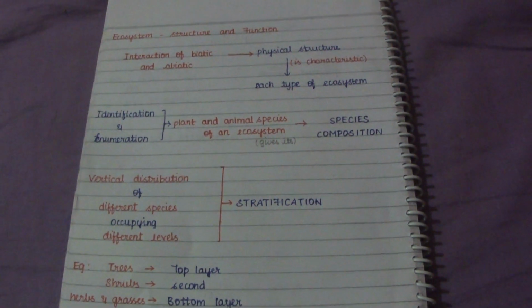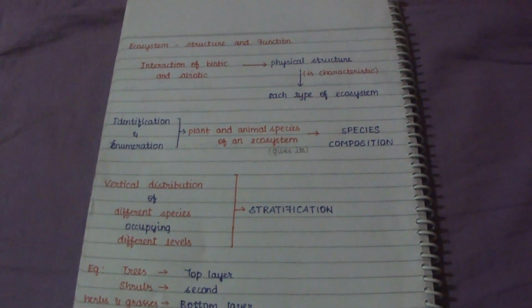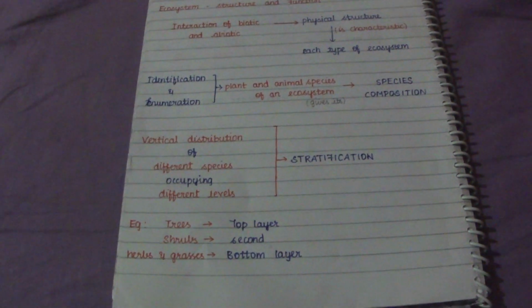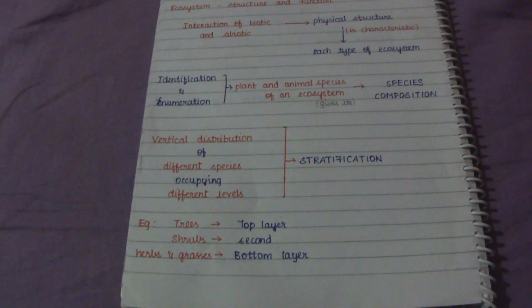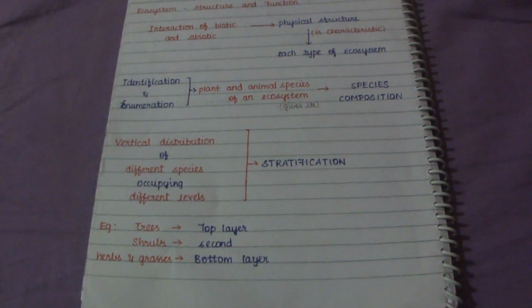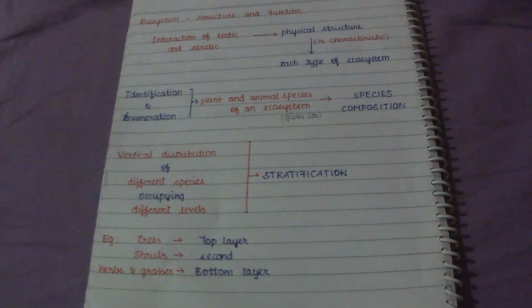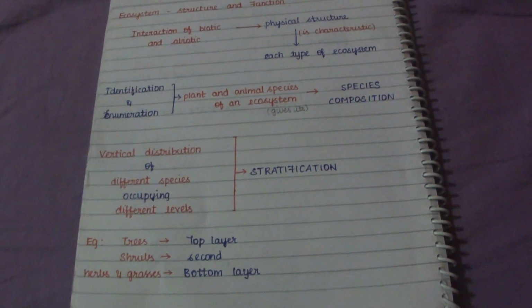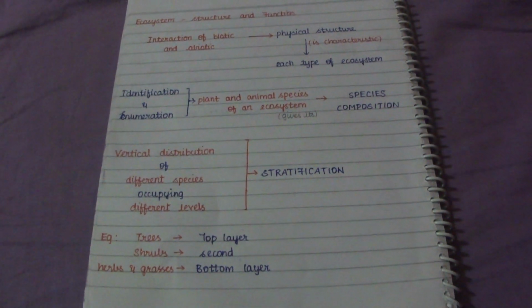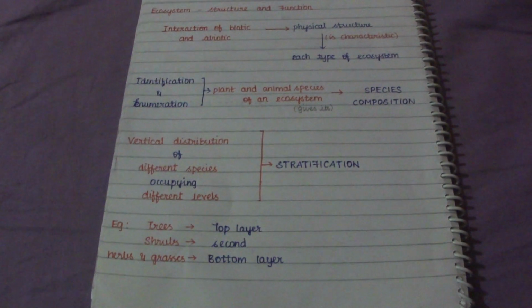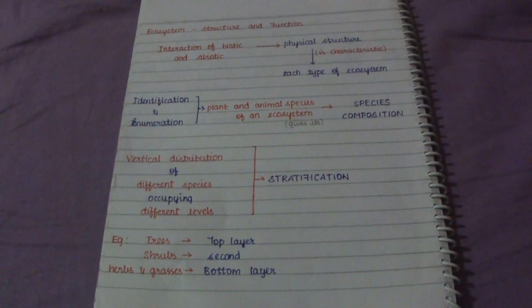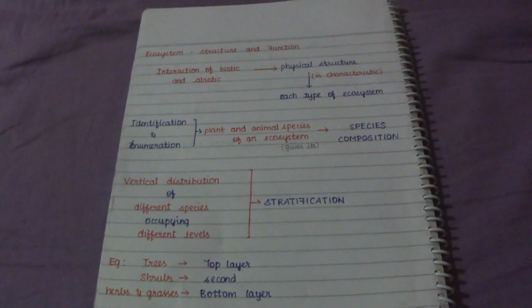Every species or every organism occupies a particular level in the ecosystem. When we discuss vertical distribution, different species occupy different levels. This is called stratification. For example, a tree takes the top layer, shrubs take the second, and herbs and grasses take the bottom layer. For a further example, take grass at the bottom, then grasshopper, then frog, then snake.